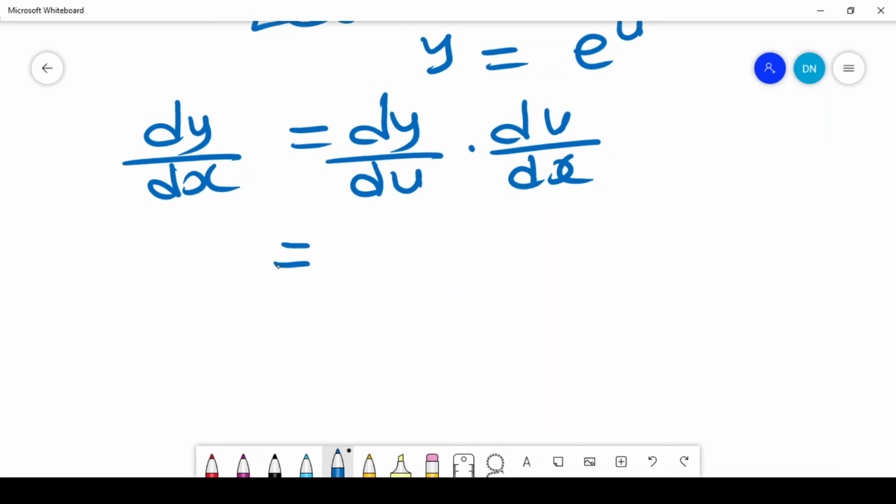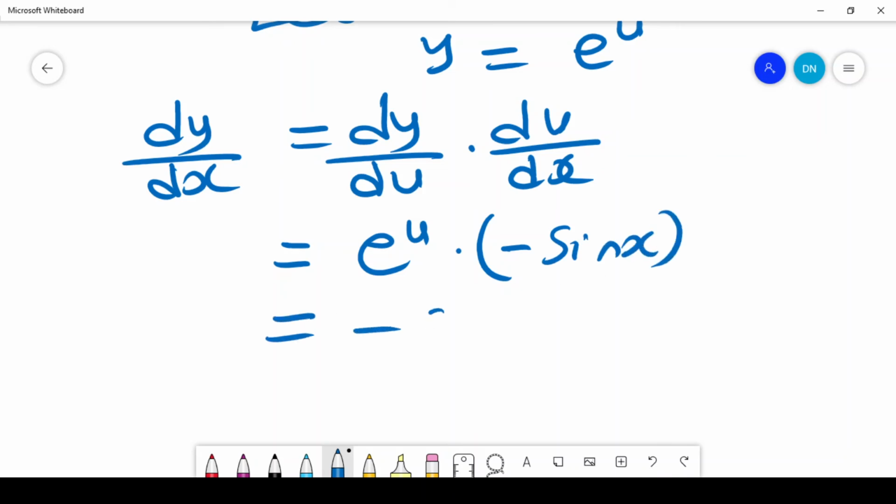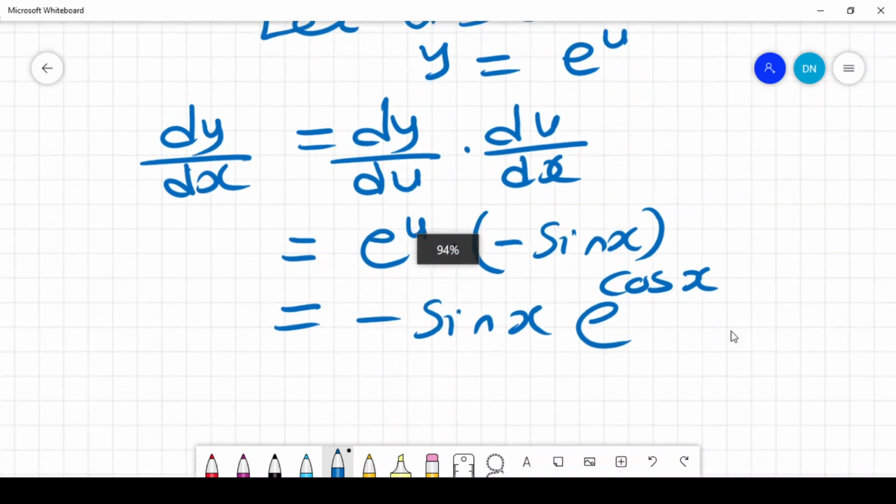So if I differentiate the cosine, what do I get? First of all, dy du is e raised to power u, and then the du dx is negative sine x. So the first derivative will be negative sine x times e raised to power u, and remember our u is cos x.